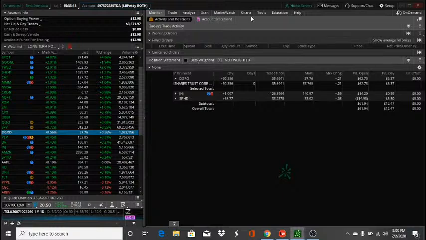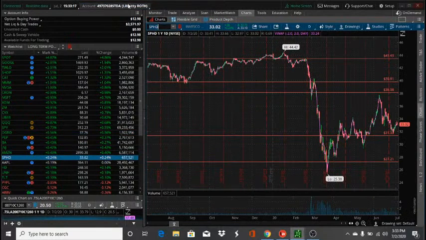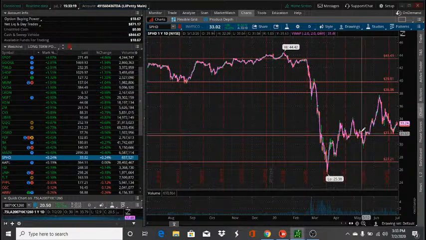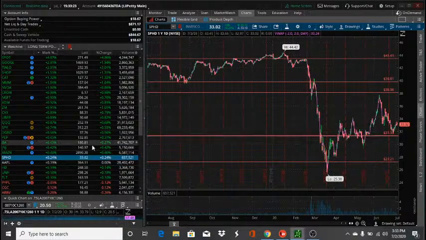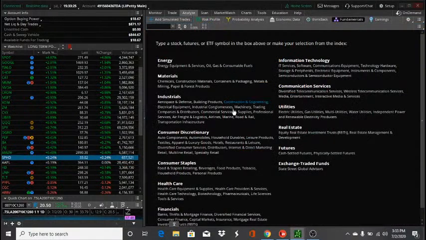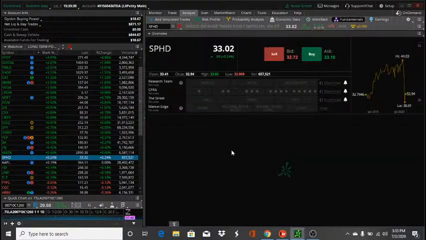And this SPHD, they pay out a dividend monthly, and this is basically low volatility. Look, we'll go right here, I'll show you analysis. SPHD is a low volatility stock that follows the S&P 500. I don't know why it's not showing up right now.